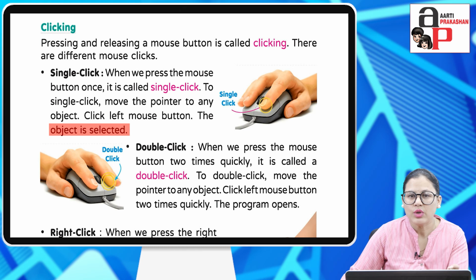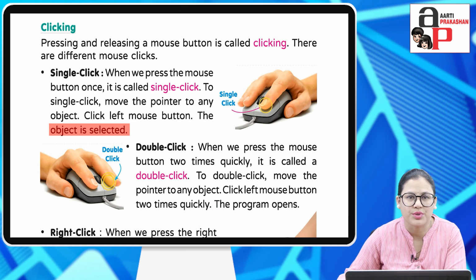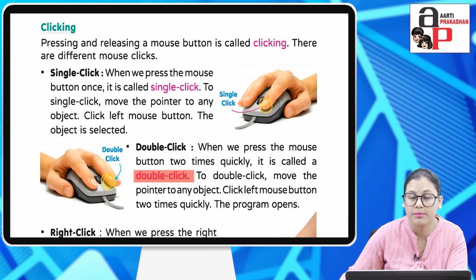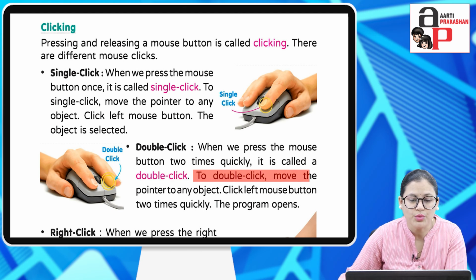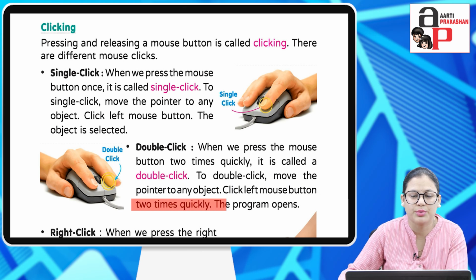So when you press the button only one time, that is known as single click, and by single click we can select an object on the computer screen. Next is double click. When we press the mouse button 2 times quickly, it is called a double click. Of course, if you press the mouse button twice, it is double click. And to double click, move the pointer to any object. Click the left mouse button 2 times quickly, and the program opens.